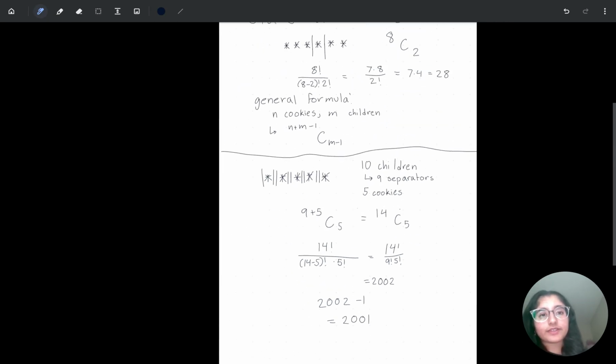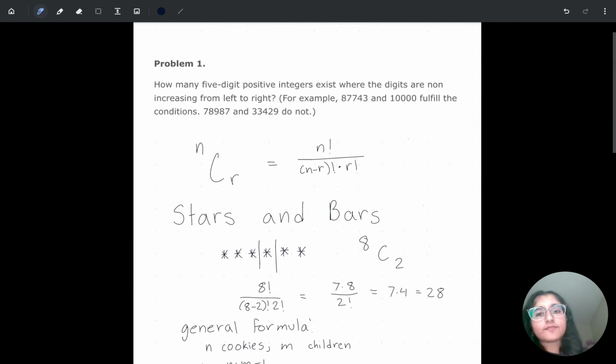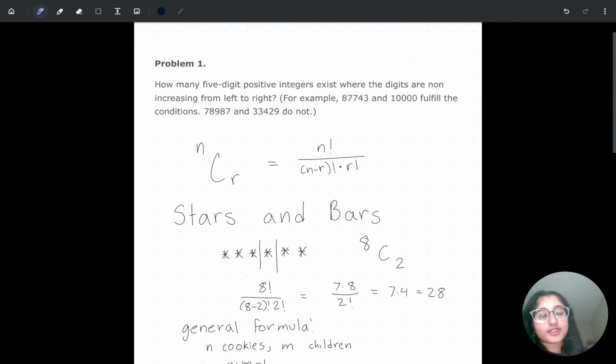And that's our final answer. That's how many 5-digit positive integers exist where the digits are non-increasing from left to right.